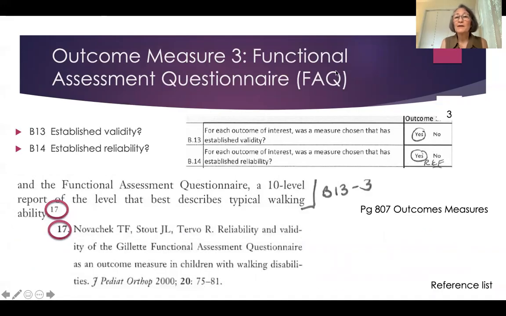For our third measure, the FAQ in column 3, again, we can answer yes for both of those. Here they give the FAQ, a 10-level report of the level that best describes typical walking ability, and they give the citation. Novacek's article on the reliability and validity of the Gillette Functional Assessment Questionnaire as an outcome measure establishes both. So here, by reference, they've given a citation to justify the reliability and validity.